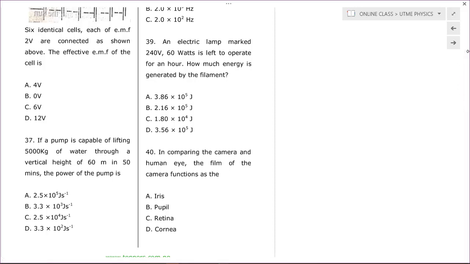What happened now? The power of the pump is dash. Okay.